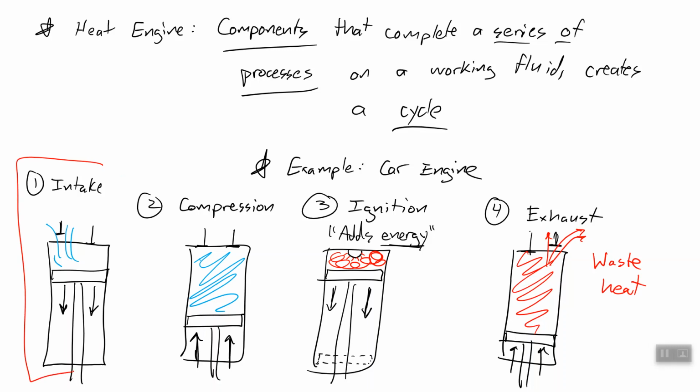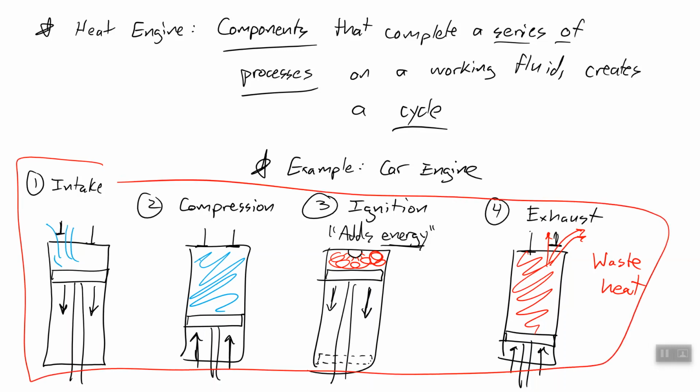Okay, so this right here is a series of processes completed by components, and it creates a cycle, right? As soon as you finish exhaust and your piston's up at the top, you go all the way back to step number one, and you do 1, 2, 3, 4, 1, 2, 3, 4, like 7,000 times a minute, and you've got a vehicle.